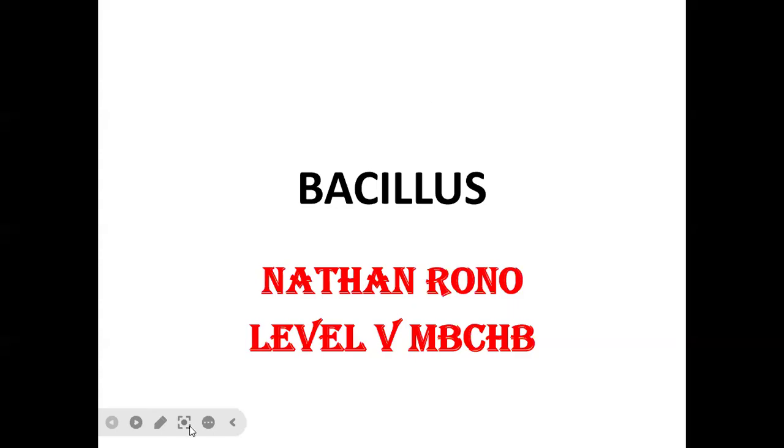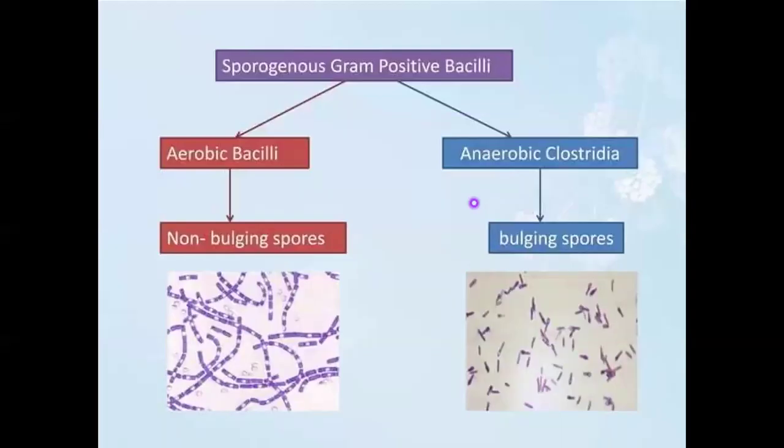Okay, so we'll be doing Bacillus. What I want you guys to remember from the previous lectures, we said there are only two bacteria that form spores: aerobic bacilli and anaerobic Clostridia. Okay, so sporogenous gram-positive bacilli. Then we have the non-bulging spores, which are the Bacillus, and then the bulging spores, which are the Clostridia.